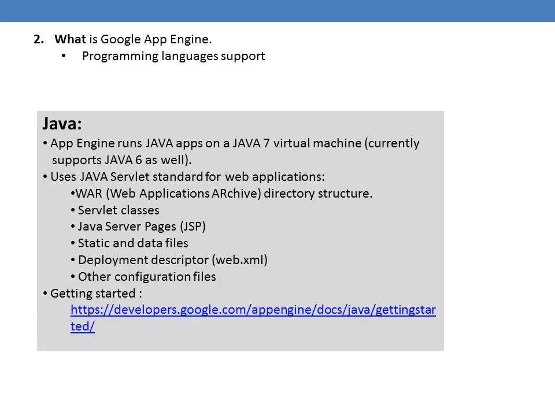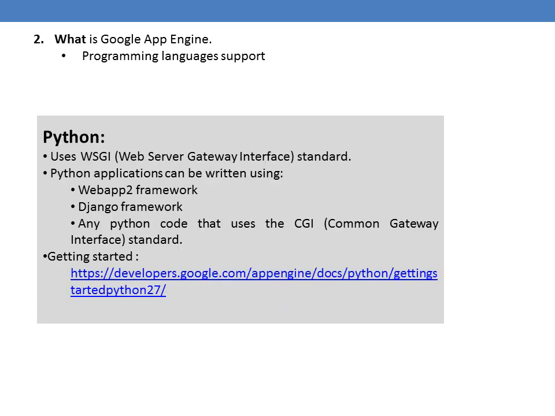Google App Engine programming language support, starting with the Java programming language. App Engine runs Java apps on a Java 7 virtual machine. Currently it supports Java 6 as well. It uses Java server standards for web applications. Web application archive, directory structure, servlet classes, Java Server Pages, static and data files, and the deployment descriptor, that is web.xml. After Java, configuration files, getting started with this type of URL.